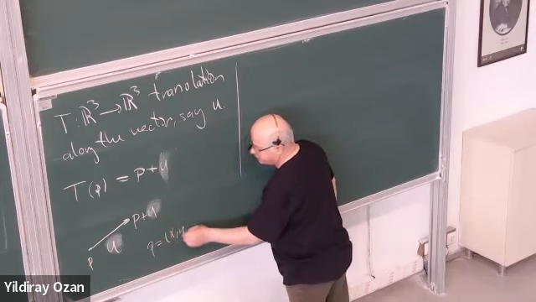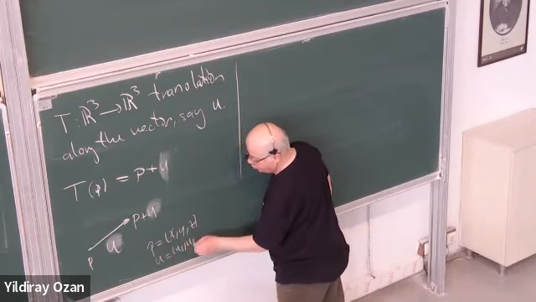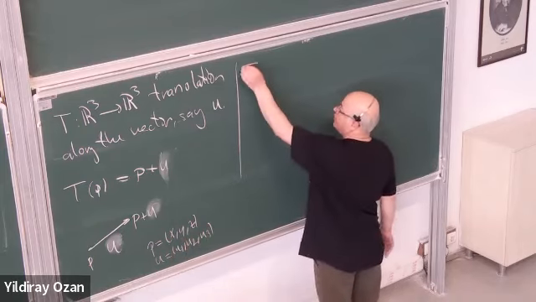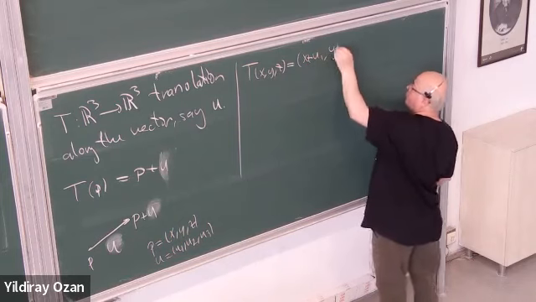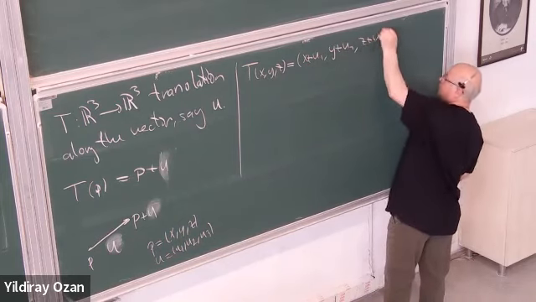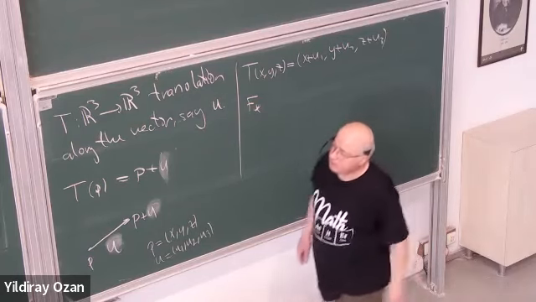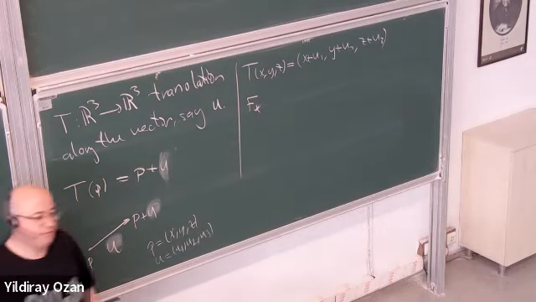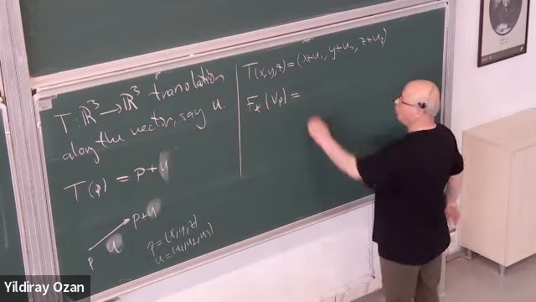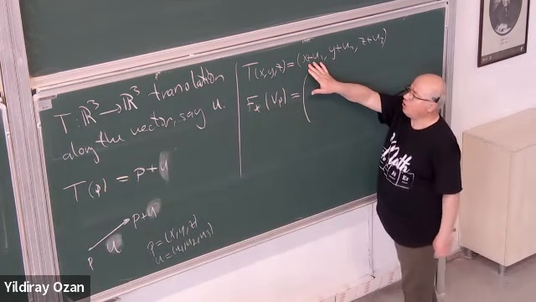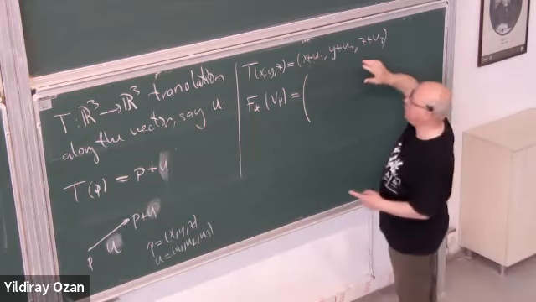Say P is the point X, Y, Z, and U is the vector U1, U2, U3. So what is T of X, Y, Z then? Well, this is just X plus U1, Y plus U2, and Z plus U3. So what is T star at VP? If you give me a vector VP, it is given by what? You have to take the Jacobian of this. So I'll just take the derivative of these functions with respect to X, Y, Z, right?